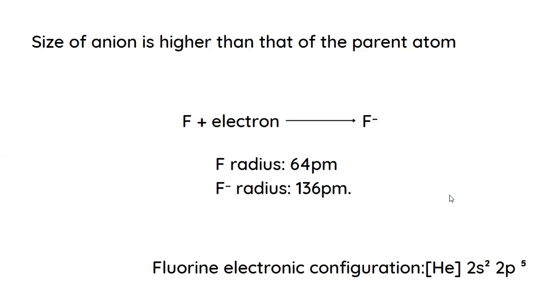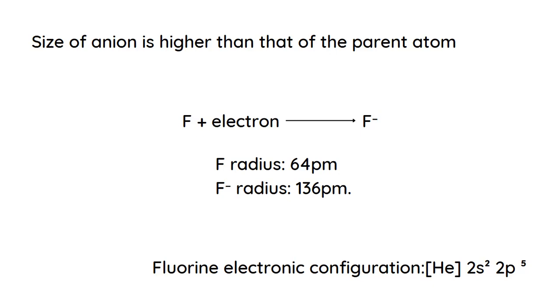I'm only considering the outermost. So you have 2s2 2p5. When the electron gets added, it changes from 2s2 2p5 to 2s2 2p6. Now, there are two reasons why the size is going to be bigger.